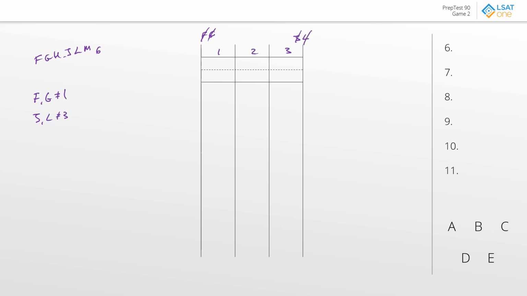Now, both of these rules are kind of restrictive, but they don't really interrelate with each other, do they? Because F and G can still go into 2 or 3 potentially. J and L can still go into 1 or 2. So yeah, let's keep going.